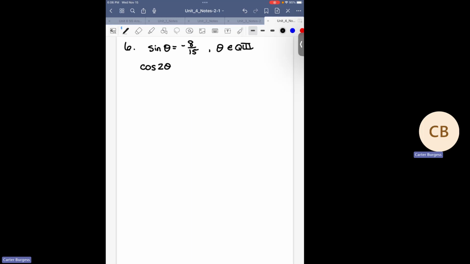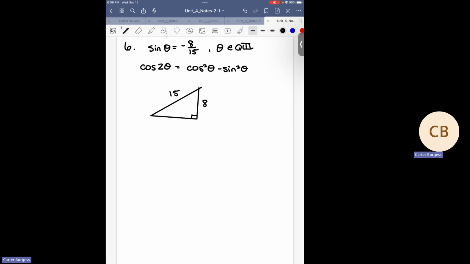Now, there are a couple of different ways that we can do this, but the one that I would use is I would decompose this into cosine squared of theta minus sine squared of theta. So the only thing we really need to find here is cosine squared of theta. If sine of theta is equal to negative 8 over 15, we would say our opposite side. This is our hypotenuse.